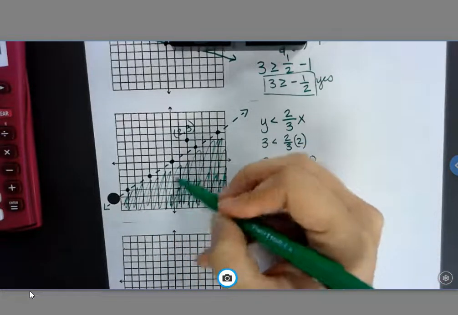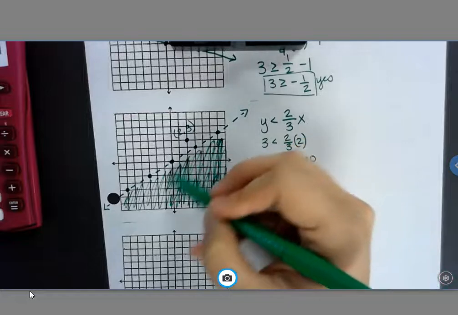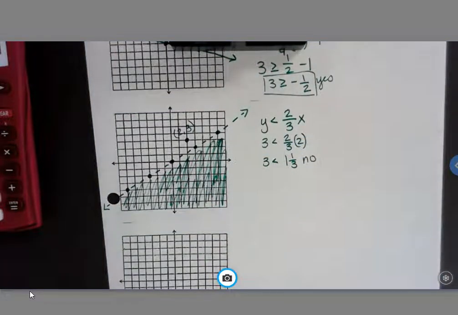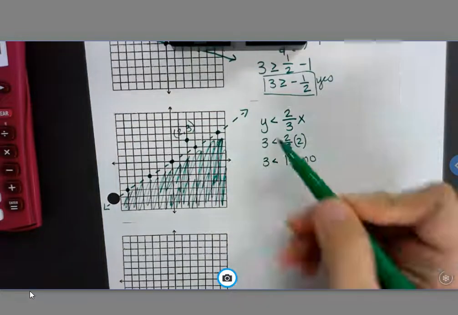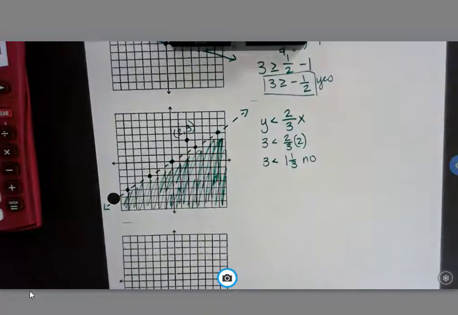If you want, you can always test another point in the area that you're shading. Okay. Work-wise, I must see what point you tested. So you need to write down the point you tested. You can write it off to the side. I have to see this. I have to see all of that work.